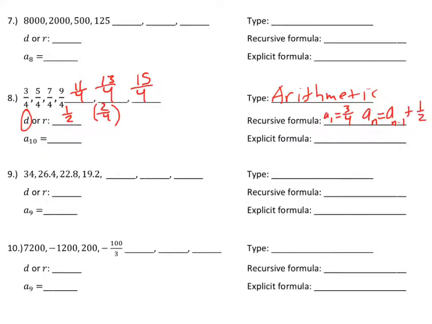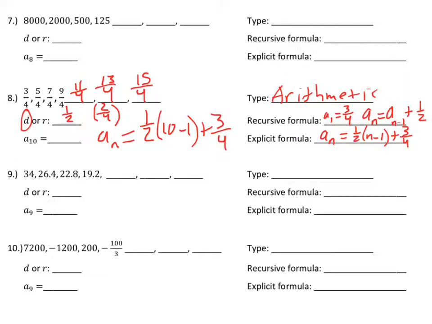And if you want the explicit formula for an arithmetic sequence, you're going to have 1/2 in front of n minus 1. And then you're going to add the 3 fourths there. So there's my explicit one ready to go. If you want to get a sub 10, you're going to take your explicit formula and plug in 10. So a sub 10 is 1/2 times 10 minus 1, and then plus 3 fourths.